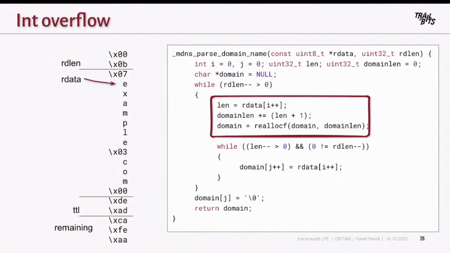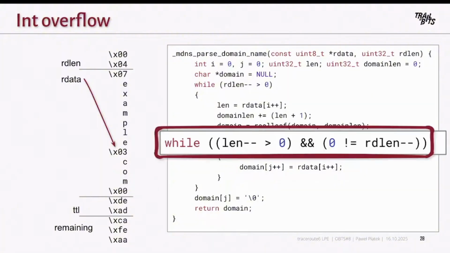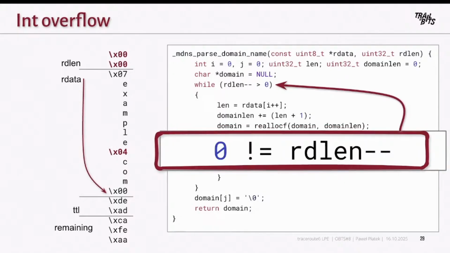reads the length byte, allocates an output buffer called domain, and then goes into the inner while loop. And the inner while loop copies the whole subdomain. And the bug is in that while loop condition. So here we check that len is greater than 0. That is correct. The issue is on the right-hand side of the comparison.